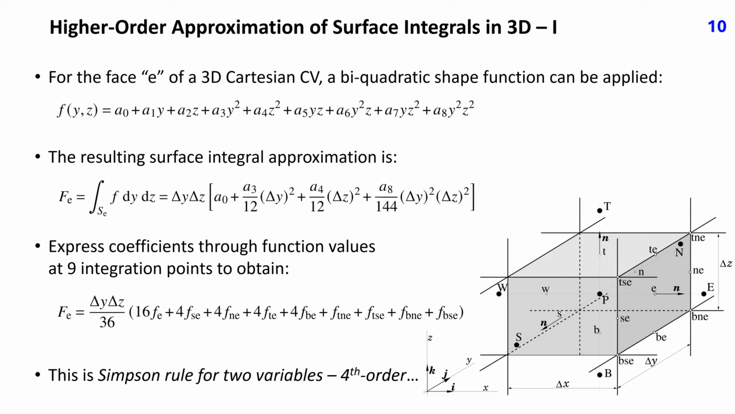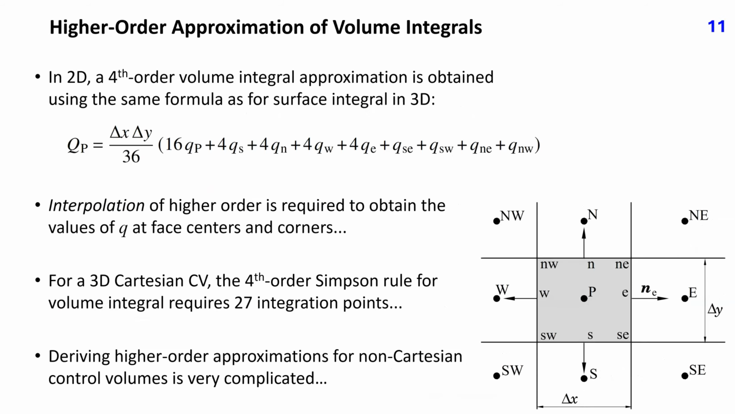We see that in 3D cases, the complexity is substantially increased from midpoint rule to Simpson rule. This is especially true for non-Cartesian control volumes. While midpoint rule works for any shape, the above Simpson rule approximation works only for rectangular cell faces. It is even more complicated when we turn to volume integrals. In 2-dimensional problems, a fourth order volume integral approximation corresponds to the surface integral approximation in 3D case. Thus, the formula derived in the preceding slide can be used.